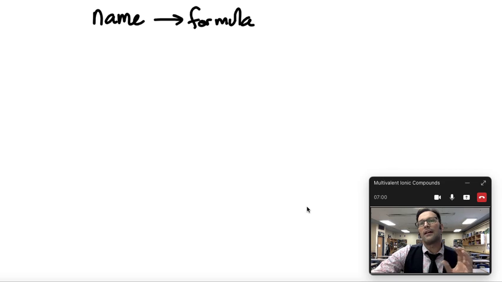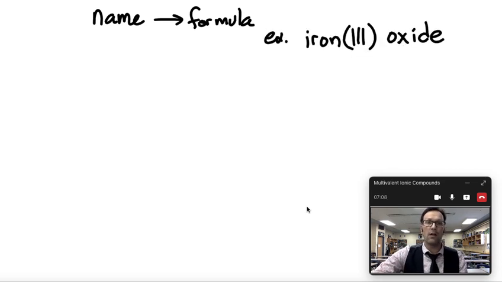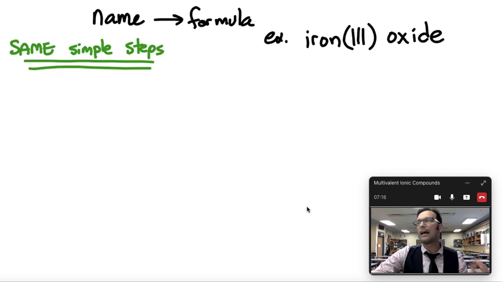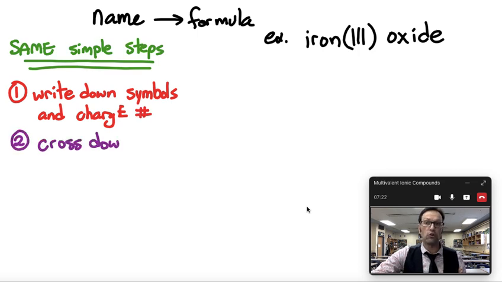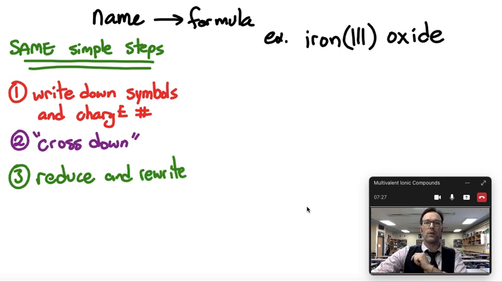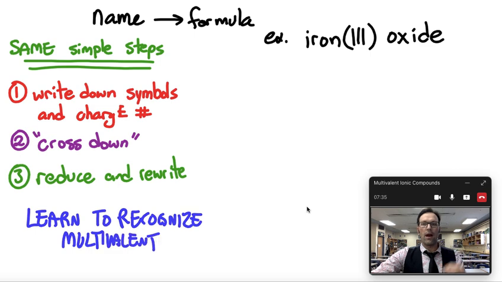We're going to look at an ionic compound name, and we want to go to its formula. The example here is something you're probably going to see on a quiz: iron, Roman numeral 3, oxide. The first thing that calms people down is that these are the same simple steps as naming simple ionic compounds. Step 1, write down the symbols and the charge numbers. Step 2, you cross down the charge numbers. And step 3, you reduce and rewrite. The same steps exist. The thing is, you have to learn to recognize where the multivalent metals are.